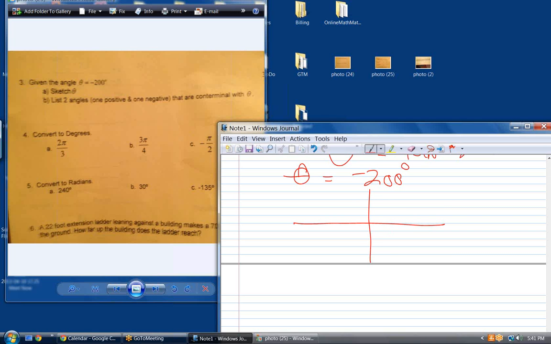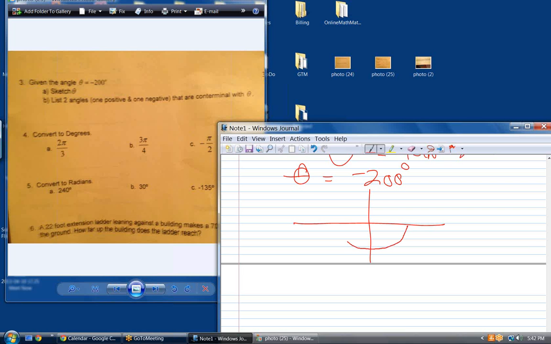You do positive angles by going counterclockwise, so you go clockwise to do negative angles. Starting from here, I want to go around 200 degrees. Where does that put me?